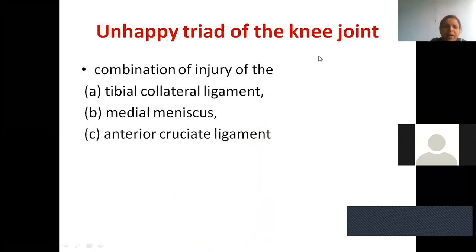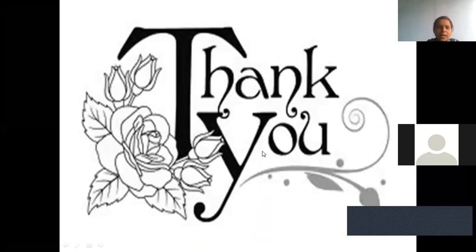So, the unhappy triad of the knee joint. Sometimes this may be asked, but if the question is complicated, the paper is complicated. So what is this unhappy triad of the knee joint? It is a combination of injury of the tibial collateral ligament, all on the medial side, the medial meniscus, and the anterior cruciate ligament. Keep a code, MAT, MAT, MAT, and you will remember easily: medial meniscus, anterior cruciate ligament, and tibial collateral ligament. If they get injured, you call it the unhappy triad.